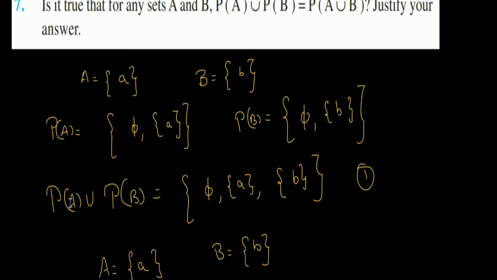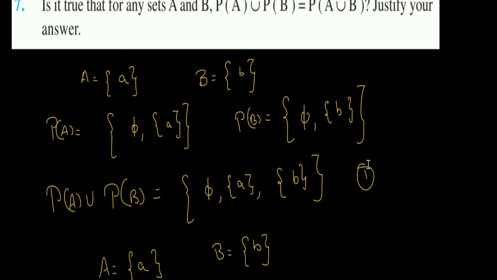Now let us find P of A union P of B. P of A is a set, P of B is another set. So P of A union P of B. How do you find the union? You write the empty set, the set A, and the set B. The empty set we will not write again because we have already written it. We cannot repeat. So it is the empty set, A and B. Let us write this as 1.